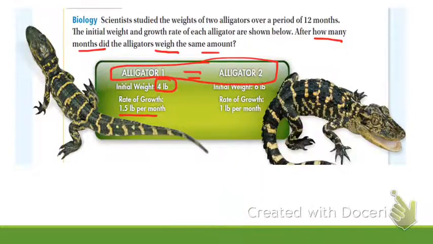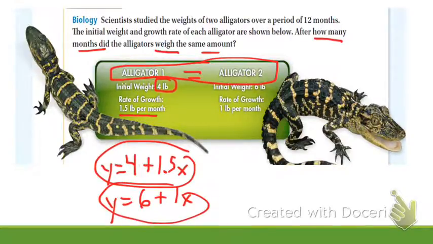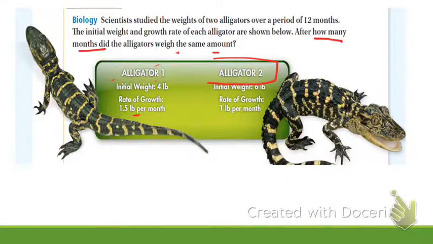The best way to solve it would be to set 2 equations up. The first one for alligator 1 is 4 plus 1.5x, or m if you want to call it m for months. That's my first equation. My second equation would be 6 plus 1x, or x. We would write them in slope-intercept form, switching the order, but you can find 2 equations. We're not going to spend a lot of time on that word problem. I'll show you a picture of what happens when something is equal. We're looking for where they intersect.